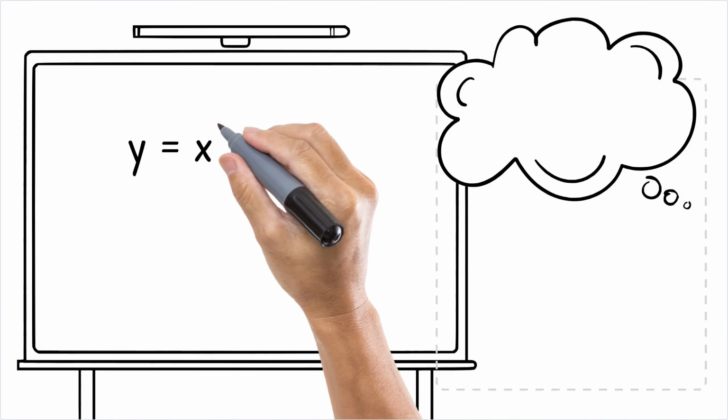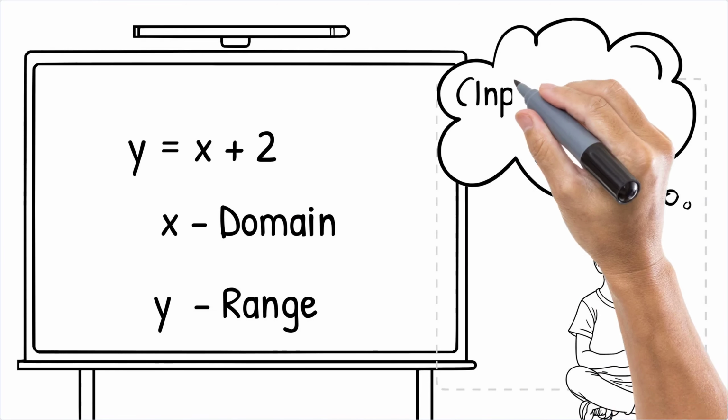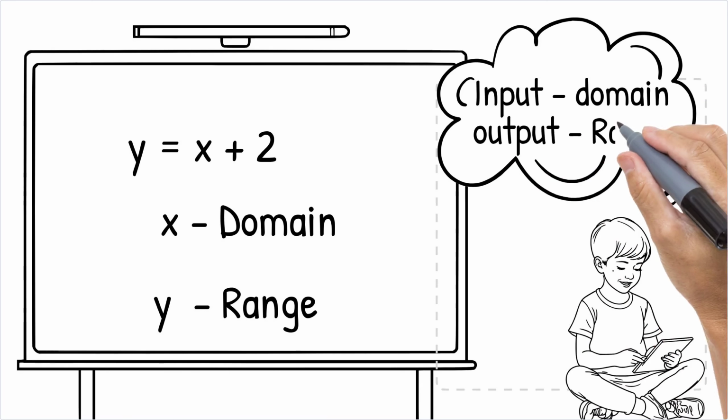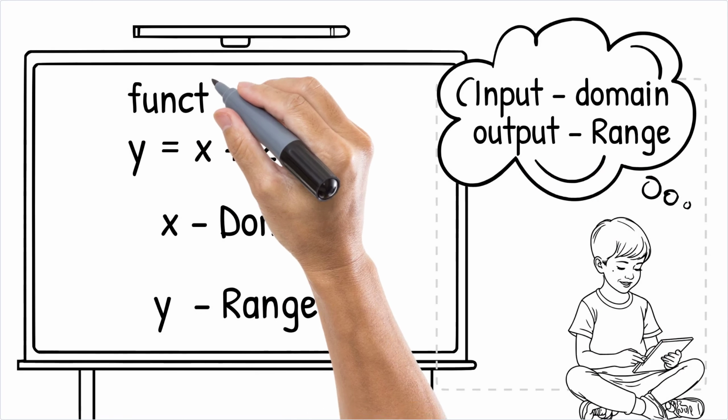Let's consider the function y equals x plus 2. X values are input values, which is domain, and the y is the output, which is range.